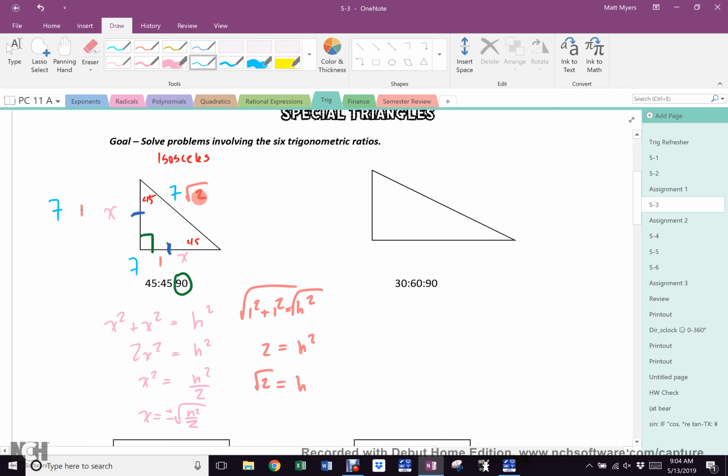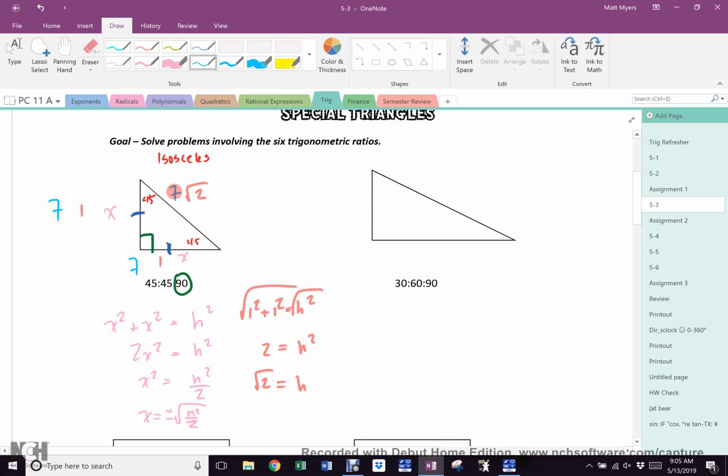312 times root 2. What if it was 876.7? What would the hypotenuse be? See how many people can remember that number I just said. 876.7, or was it 867.6? I can't even remember now. Who cares? The point is, whatever these are, this is always root 2 times that.